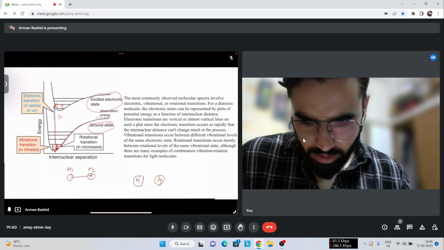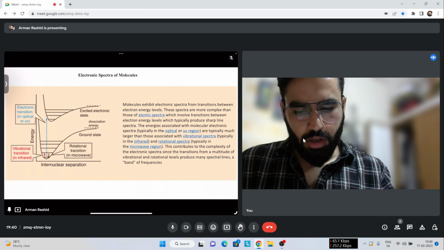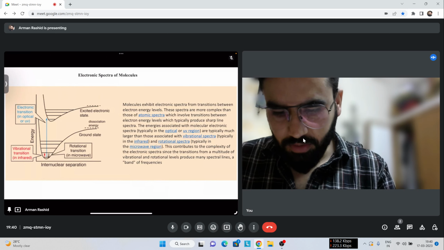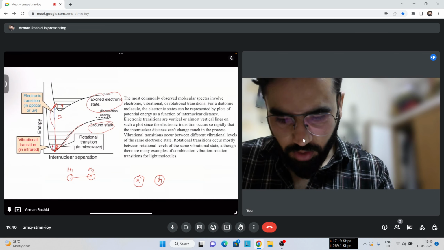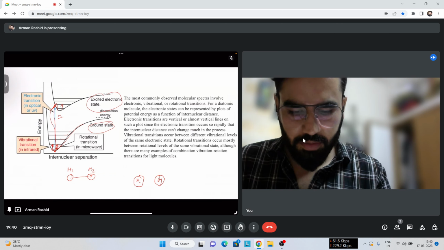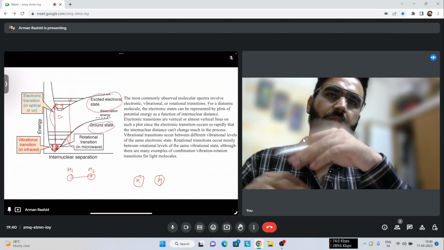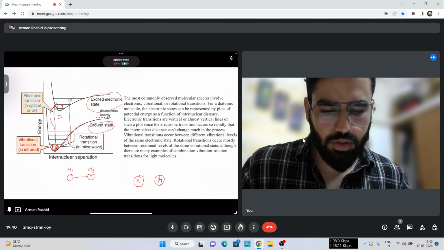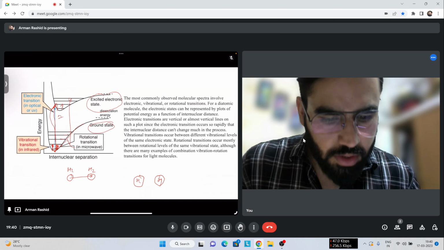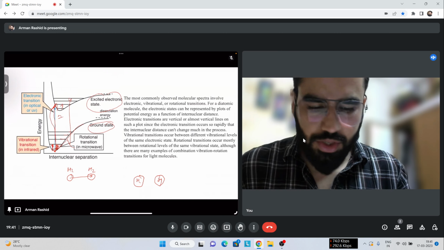Now I'll just finish this one, then we'll write. As I have shown you, if we want an electronic transition, we shift from here to here. For a vibrational transition, we shift from this level to this level. For rotational, from this to this. There is a different energy separation between these levels, so you can have different types of transition in different ranges of the electromagnetic spectrum. The most commonly observed molecular spectra involve electronic, vibrational, and rotational transitions.